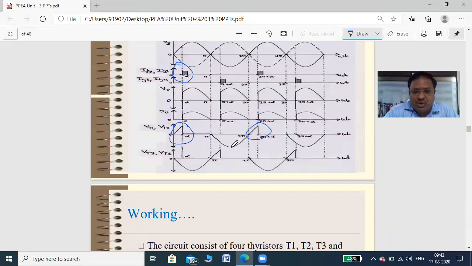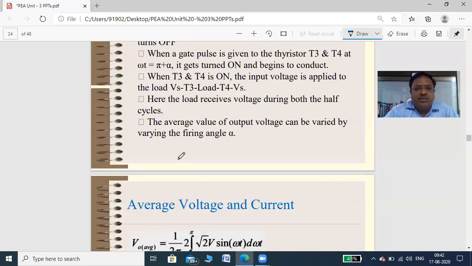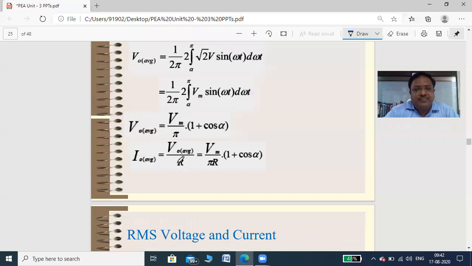Because the SCR remains off. And again, during the positive half cycle, till the triggering pulse is applied, the voltage will appear across the SCR. Then again, when the SCR turns on, the voltage across the SCR is ideally 0, practically 1 volt. Then during the negative half cycle, the same thing happens. The cycle repeats. Similarly, VT3 and VT4 will show the same. Right? So the working is given for your reference.